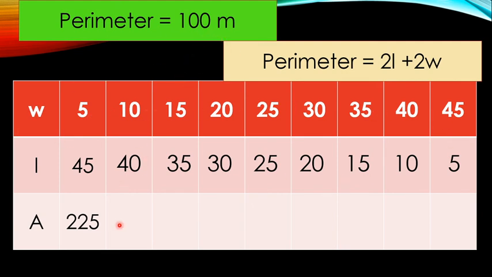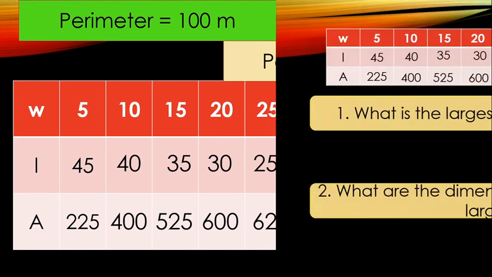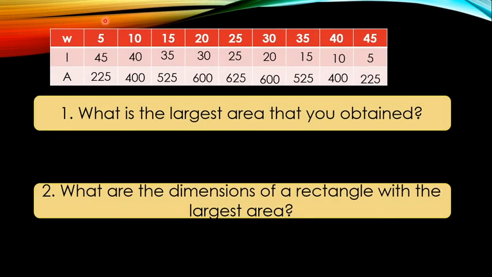Now, to get the area, can we arrive at the same area using these dimensions? To get the area, multiply the width and the length. So we have here 5 and 45. 5 times 45, we get 225. 10 times 40, the answer is 400. Then 525, 600, 625, 600, 525, 400, and 225. So this is our given table to solve the other questions. So, I put the table here.